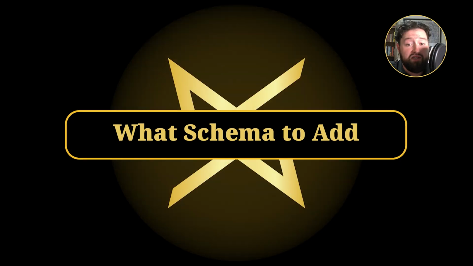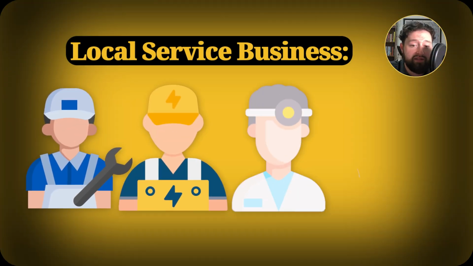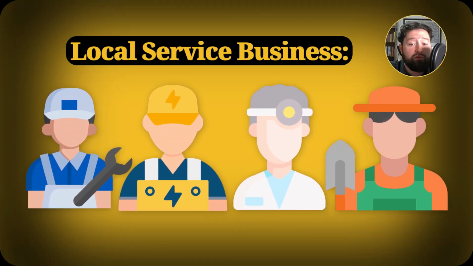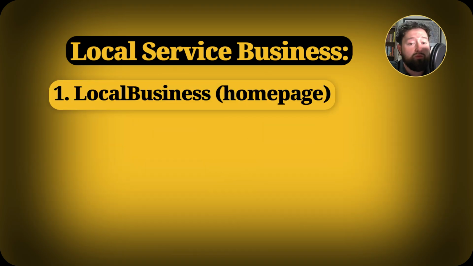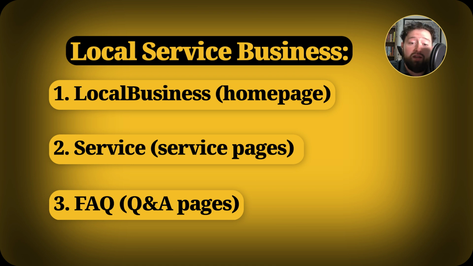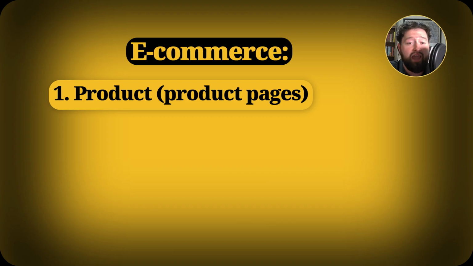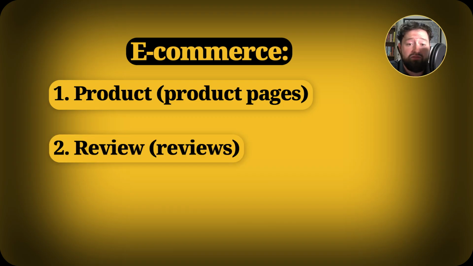The schema you need depends on what kind of business you run. Let me give you a simple framework. If you are a local service business, such as plumbers, electricians, dentists, landscapers, you need 3 things at a minimum: local business schema on your homepage, service schema on each service page, and FAQ schema on any page where you answer common questions. If you sell products online, you need product schema with pricing and availability, review schema if you have customer reviews, and FAQ schema.